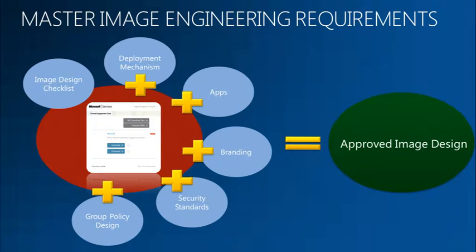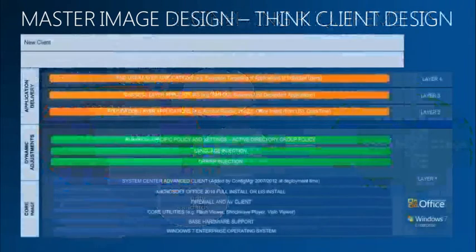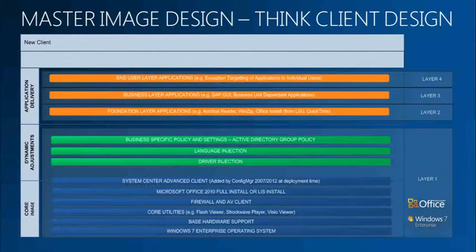All this leads to a kind of approved image design that fits together with the other pieces of the deployment process. So this is my diagram around your wedding cake of deployment, because when you're thinking about designing a master image, you really want to think about the client design. And when you're thinking about the client design, you want to think about how that client is being deployed. So they kind of chain onto each other. So this is the master image design.